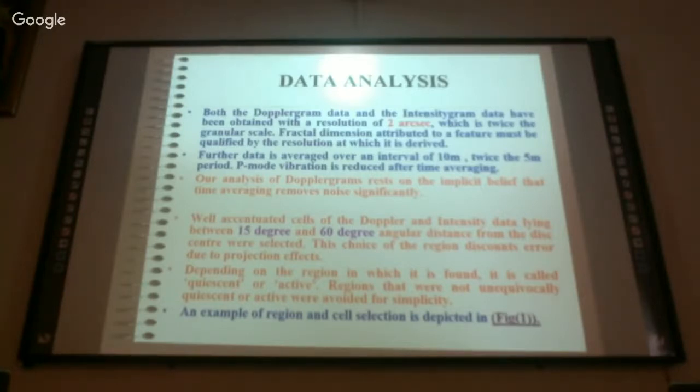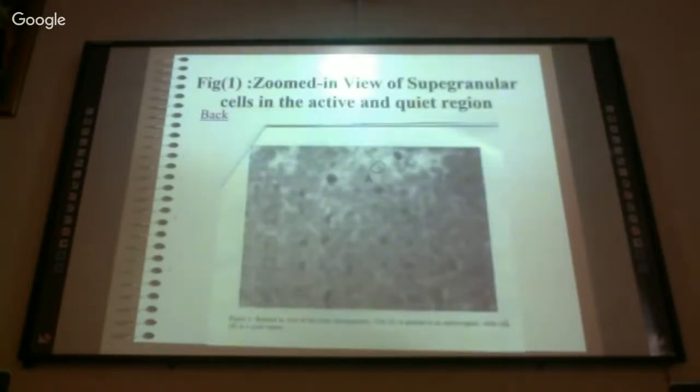Depending on the region in which it is found, it is called quiet or active. That is, if it is closer to a sunspot, it is active. Away from a sunspot, it is a quiet region cell. So regions that were not unequivocally quiet or active were avoided for simplicity. An example of the region and cell selection is depicted in figure 1. So this is the cell selection that is closer to the sunspot. This is the active region cell, and away from it is the quiet region cell.